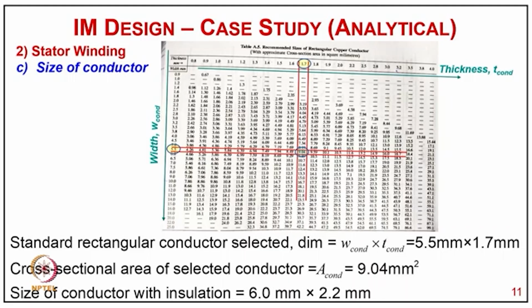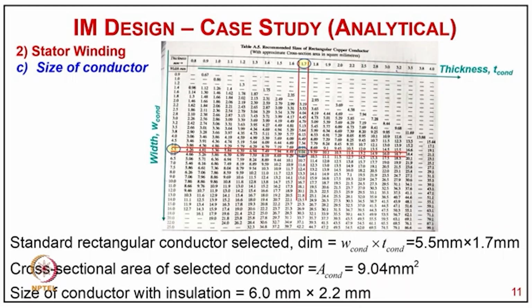So the standard rectangular conductor selected here has dimensions equal to W conductor and T conductor. Multiplying this 5.5 millimeter into 1.7 millimeter, the cross-section area of the conductor comes AC equal to 9.04 millimeter square, in place of the 8.81 that we found out in the previous slide.